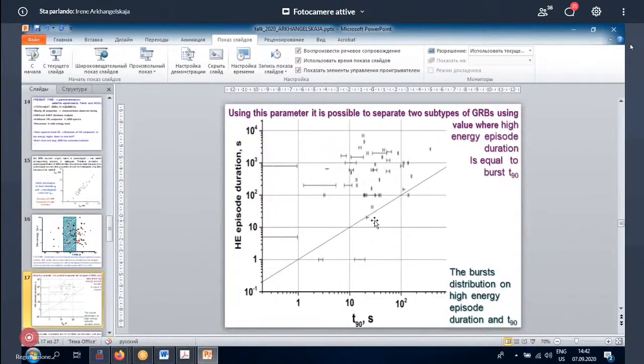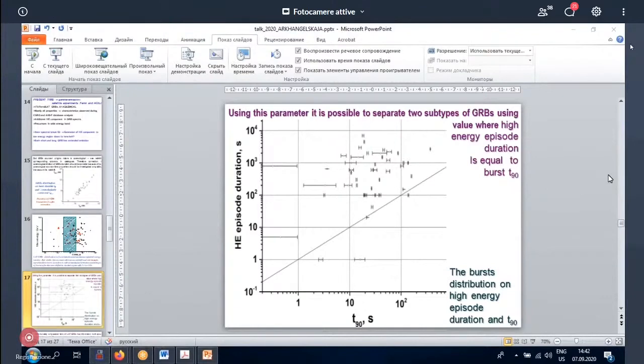So, if we analyze the distribution of duration of the high energy episode and prompt emission, it is possible to separate two subclasses of mostly long GRB, for which these episodes are different. For the first, the high energy episode is smaller than the low energy duration, and for the second, it is longer than the low energy duration.